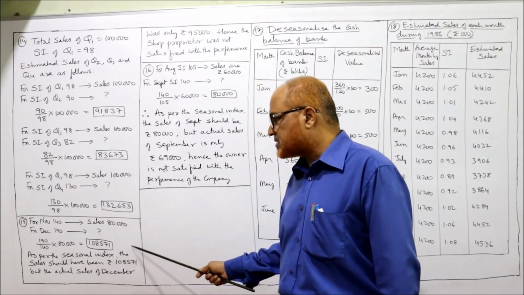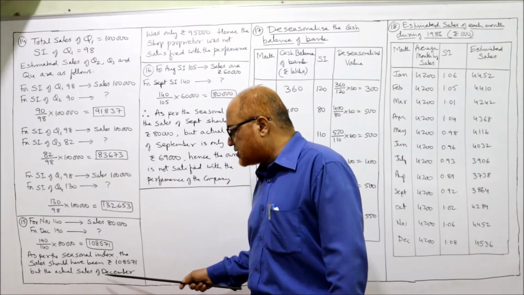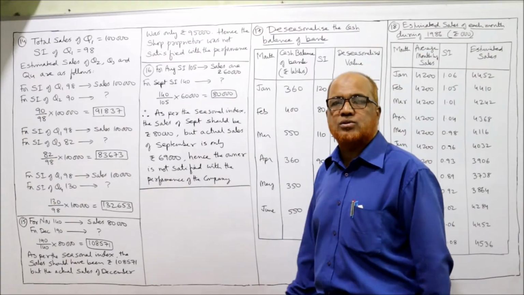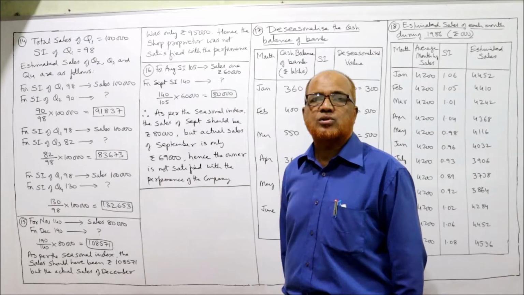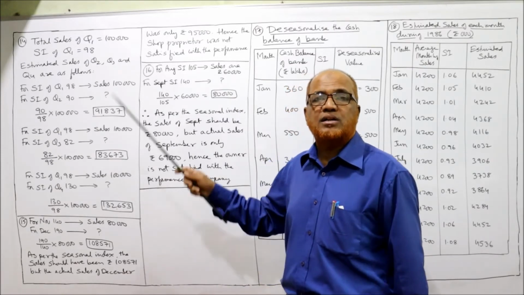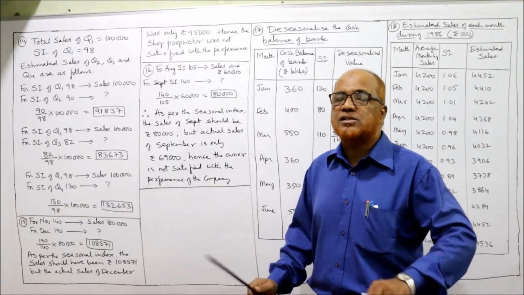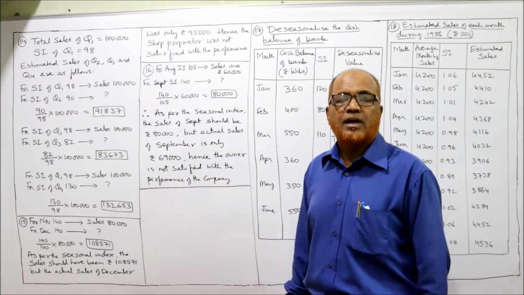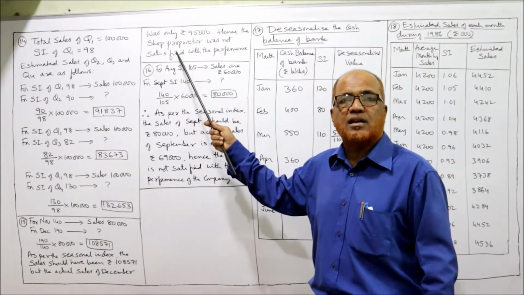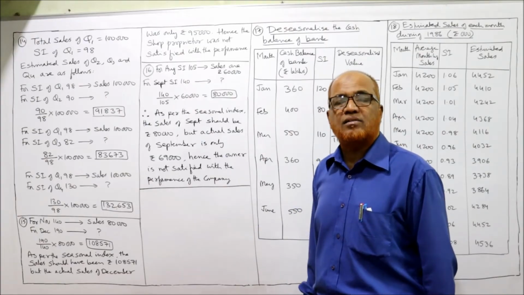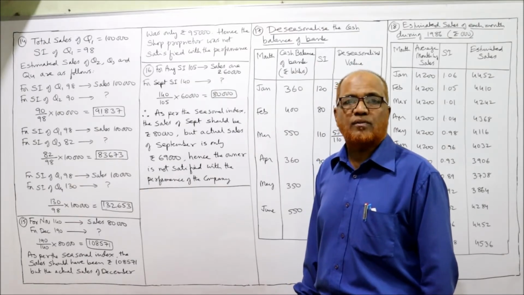As per the seasonal index, the sales should have been rupees 1,08,571. But the actual sales of December was only 95,000. That's why the shop owner, the proprietor, is not satisfied with the performance. He says the sales should have been 1,08,000, but actual sales have increased only to 95,000. That is the reason why the owner is not satisfied with the performance of the company.